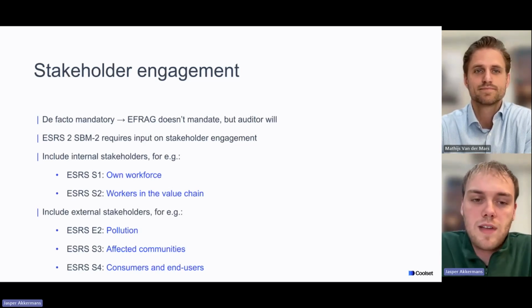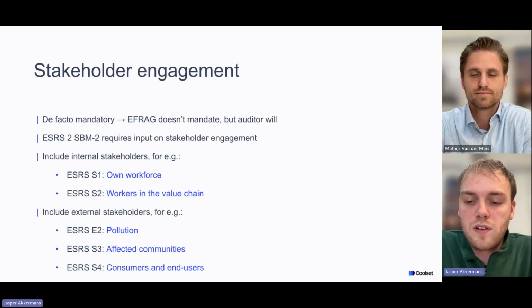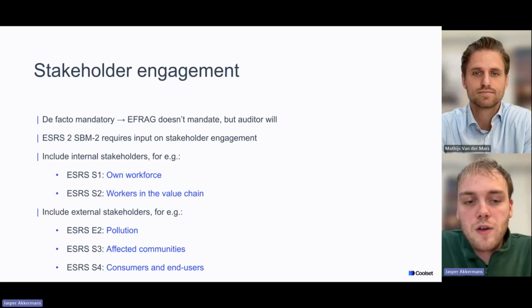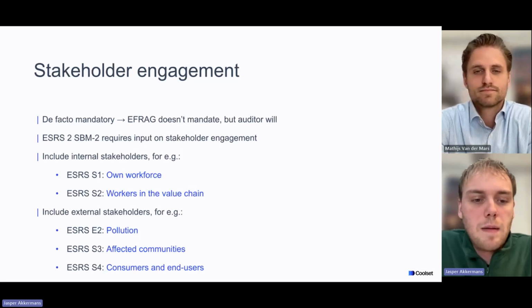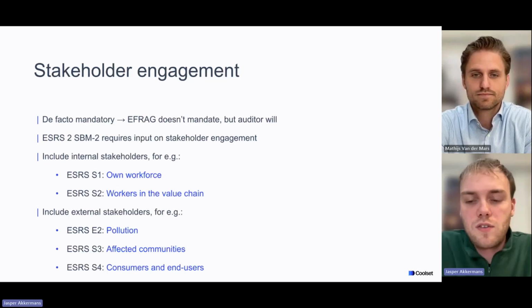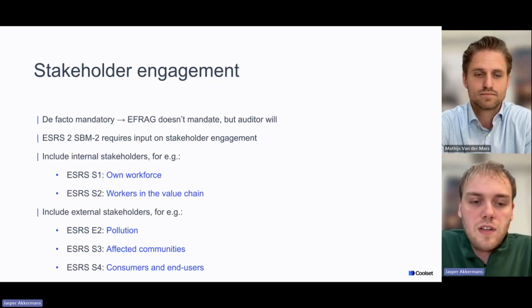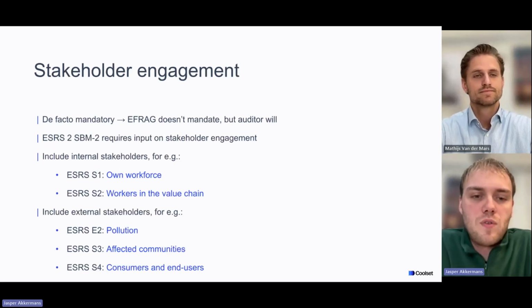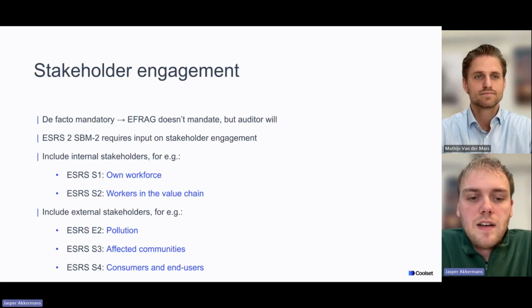And I just want to leave you with some examples of which stakeholders you could consider for which ESRS topics. For internal stakeholders, you might interview people for ESRS S1, which is own workforce, or ESRS S2, workers in the value chain. And here you might consider something like surveys for employees, which is more quantitative. And then you have external stakeholders, for which you might consider ESRS E2 pollution, ESRS S3 affected communities, and ESRS S4 consumers and end users. This list is, of course, not exhaustive. It's just an example to get you started and help you understand.